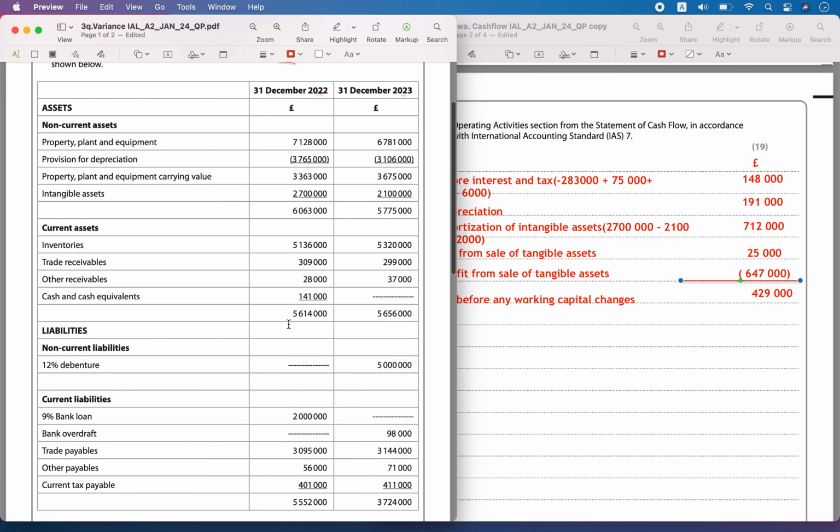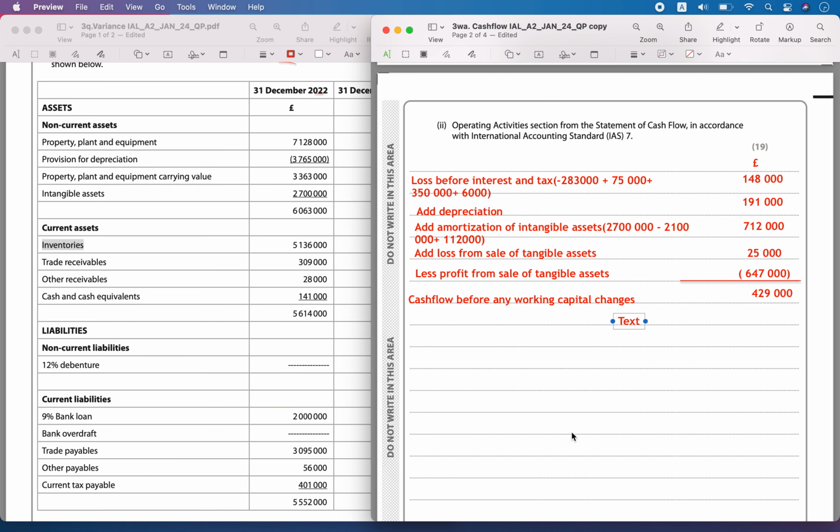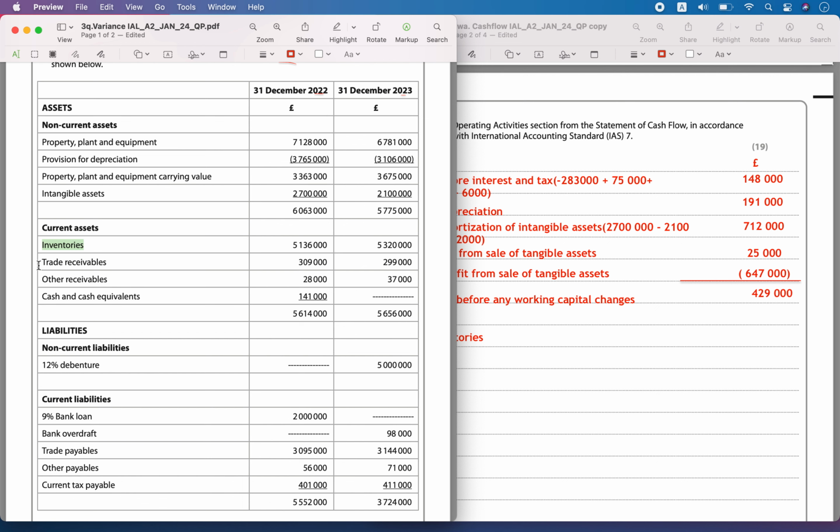Now we have to include all the working capital, which is current assets and liabilities. So first we have the inventory. Let's write that here, inventory. Then you have the trade receivables.